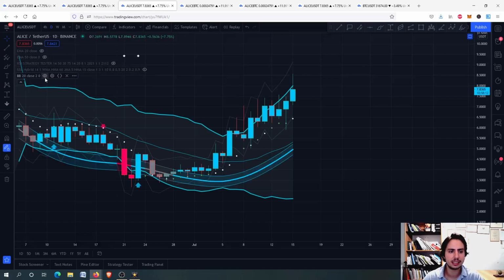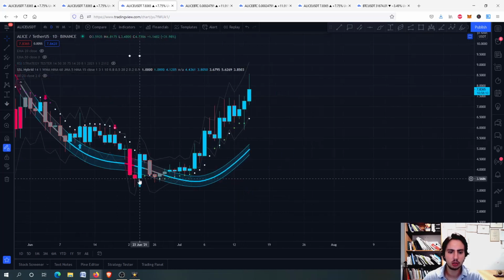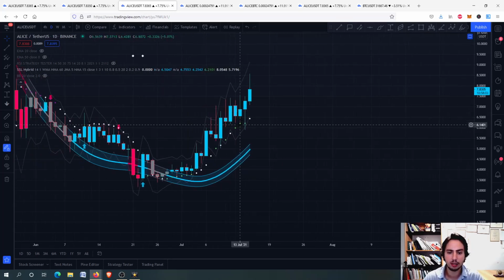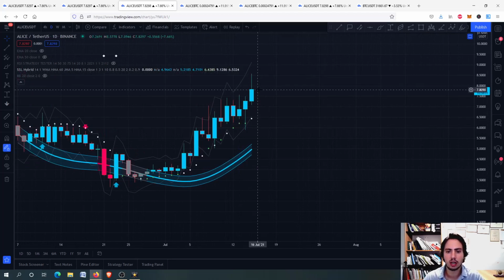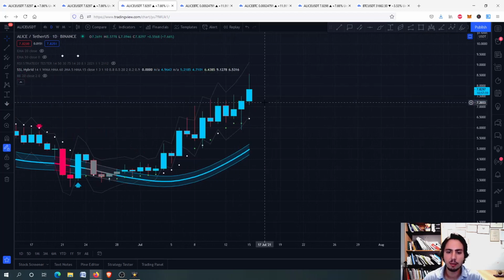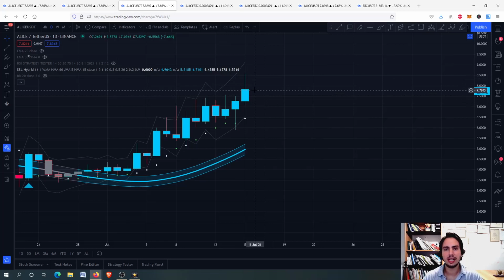Let's see a little bit the SSL HYBRID. We had a pretty nice buying opportunity there, and we went all the way up for Alice in the USDT valuation. You can see that now we don't have to short our positions yet. On the daily frame, we are fine according to the SSL HYBRID.